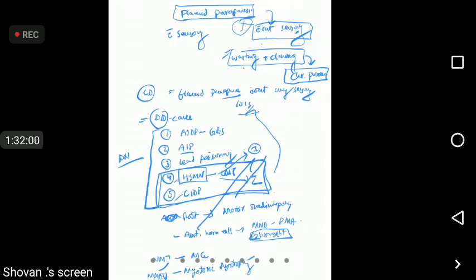Sir, in this you said anterior horn cell is MND. And what is the other one, PMA? Sorry, poliomyelitis. But poliomyelitis is not so common.